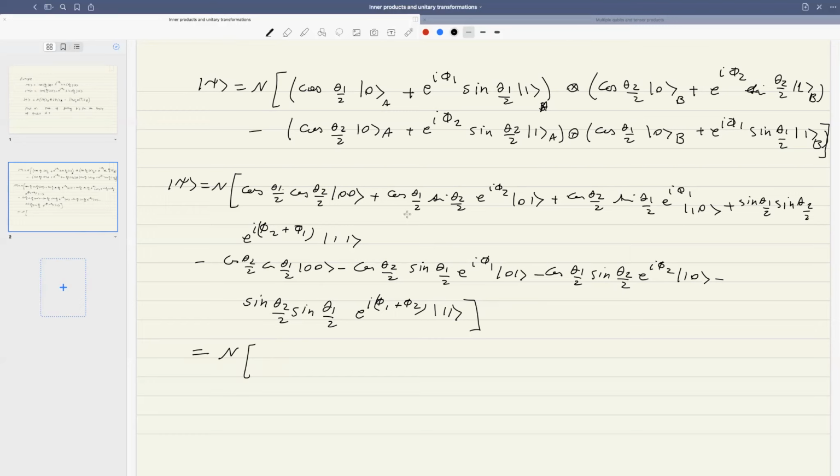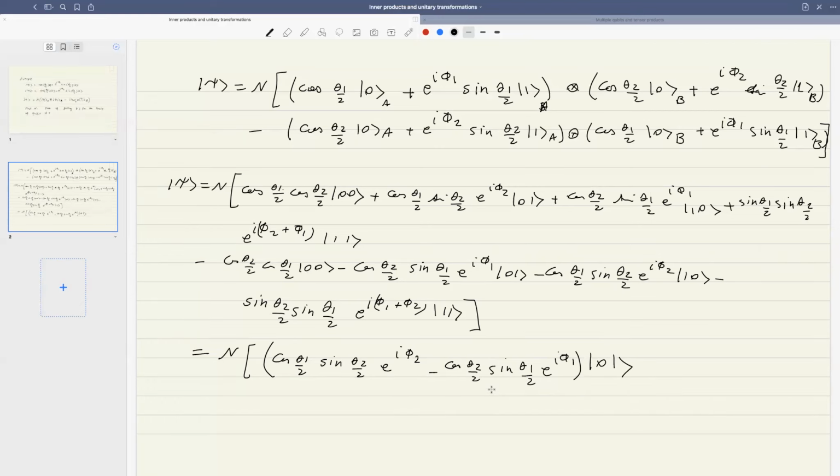let's consider the 0, 1 state. The coefficient is going to be cosine theta 1 over 2, sine theta 2 over 2, e to the I phi 2, minus cosine theta 2 over 2, sine theta 1 over 2, e to the I phi 1. So that's now the coefficient of 0, 1.